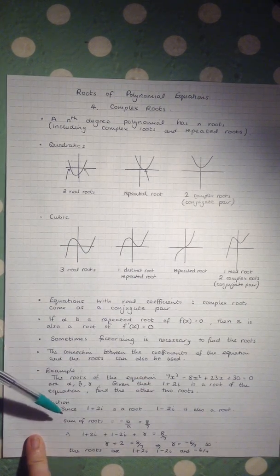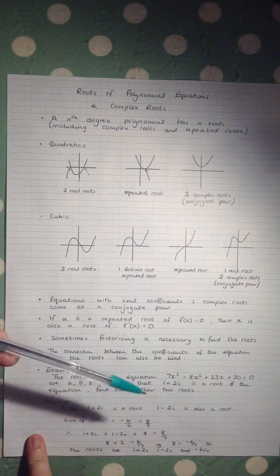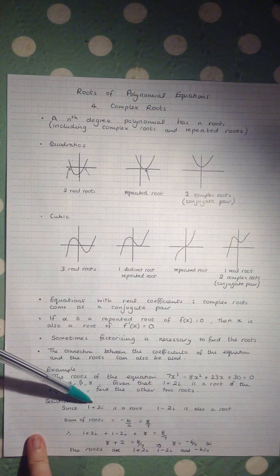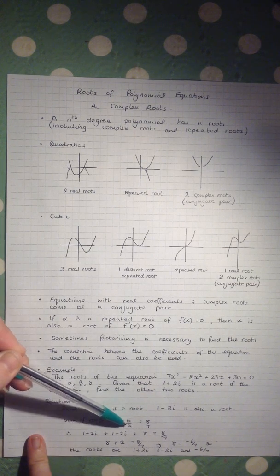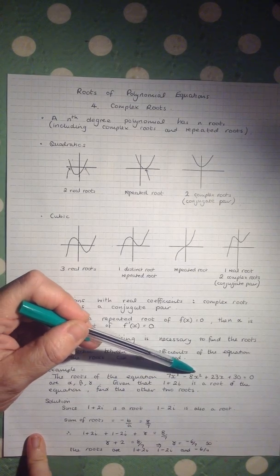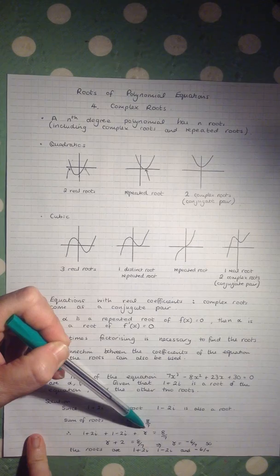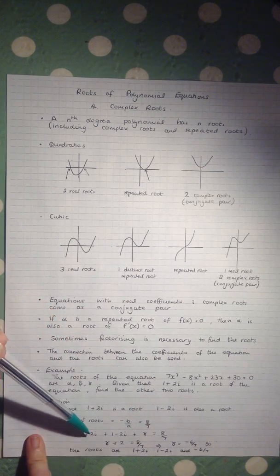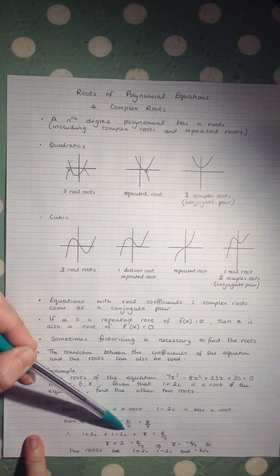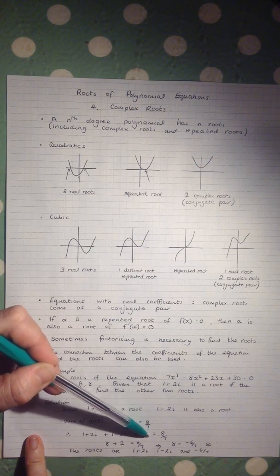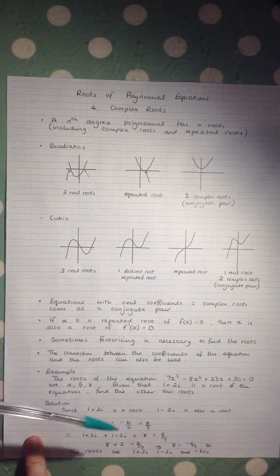Now, we could factorise it and divide, but it's easier because we now know 2 of the roots to just use something like the sum of the roots being negative b over a. So the sum of the roots is negative b, so 8 over 7. And if we add up the 2 roots, we've got 1 plus 2i plus 1 minus 2i plus this root that we don't know, our third root. We know that equals 8 over 7.